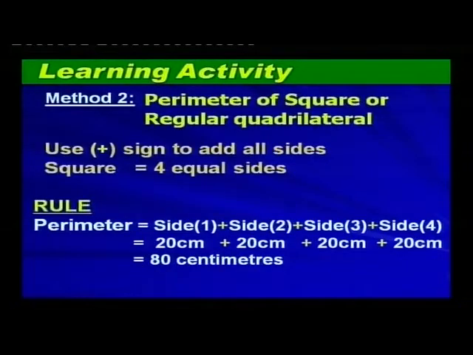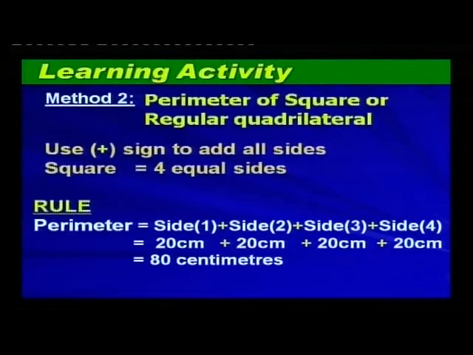Now this is the working out to finding the perimeter of the square. Watching carefully. Perimeter of square or regular quadrilateral. We use the plus sign to add all sides. A square has 4 sides, like we have already gone through that. Rule: perimeter equals side 1 plus side 2 plus side 3 plus side 4. Your answer will be 80 centimeters.